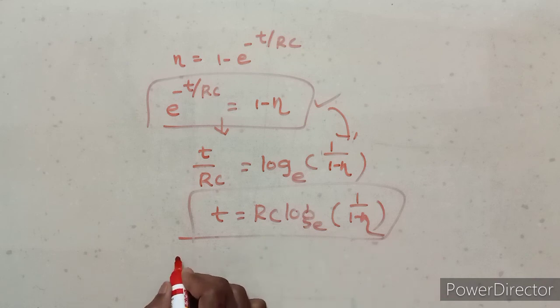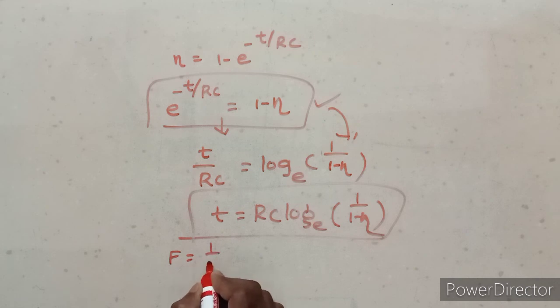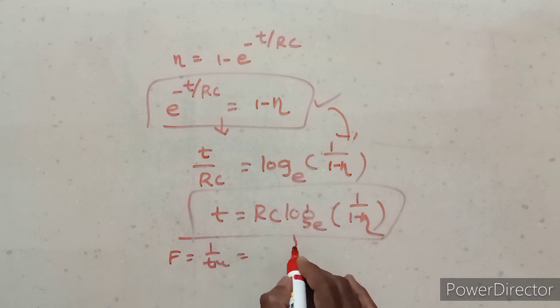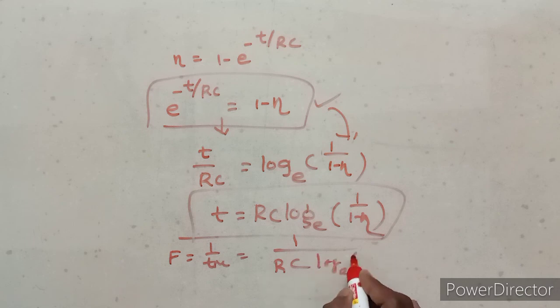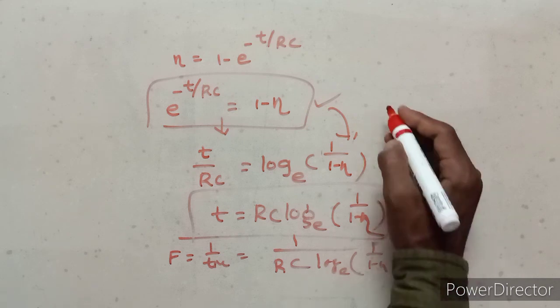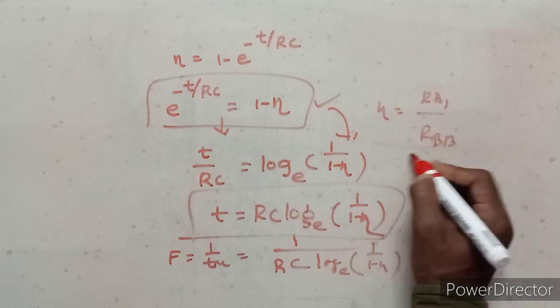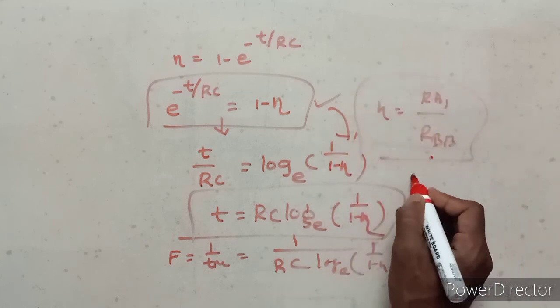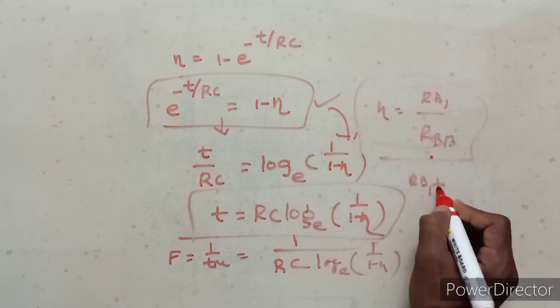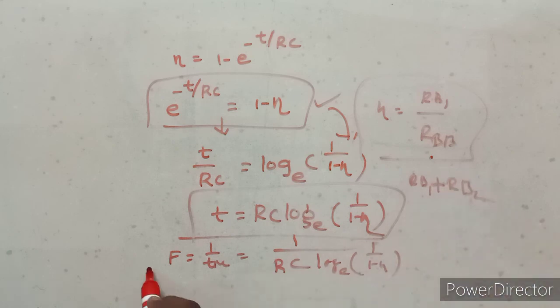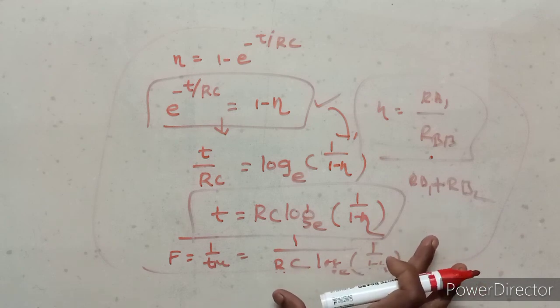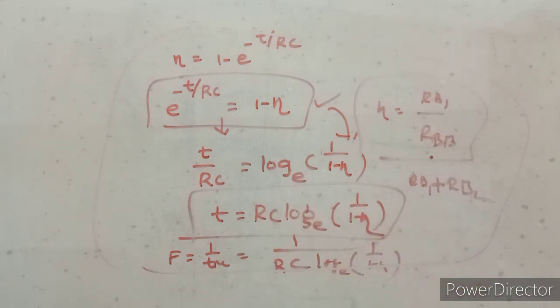What about the frequency? Frequency equals 1 upon the time period, so 1 upon RC log to the base e of 1 upon 1 minus eta. Already we know that eta equals RB1 upon RBB, where RBB equals RB1 plus RB2. So this is the frequency of the relaxation oscillator.